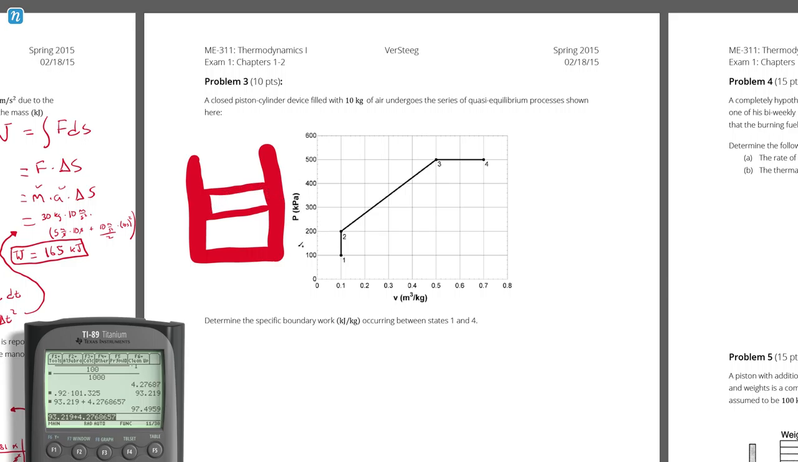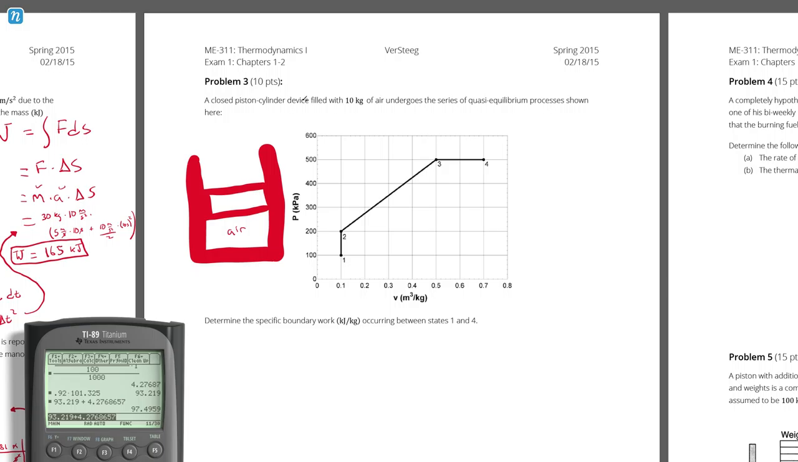Awesome. I have a large piston cylinder device containing air, and between states 1 and 4 here, it is undergoing three processes. From 1 to 2, the specific volume is constant, the pressure is increasing. From 2 to 3, the specific volume and pressure are both increasing, and then from 3 to 4, the specific volume is increasing, but not the pressure.